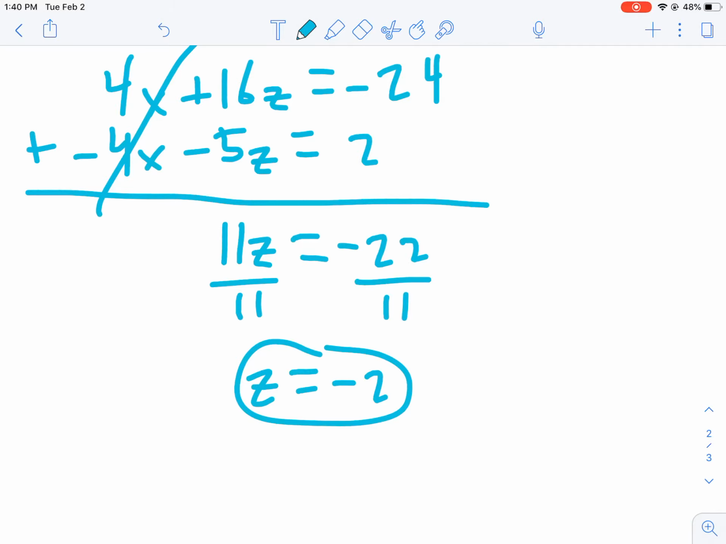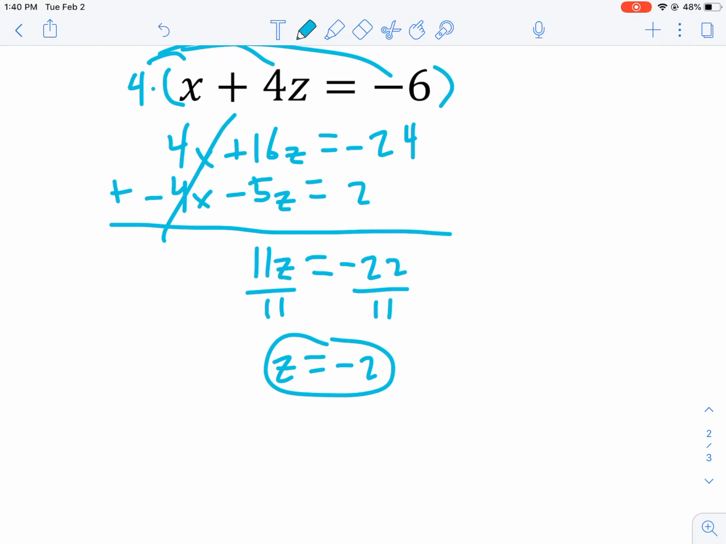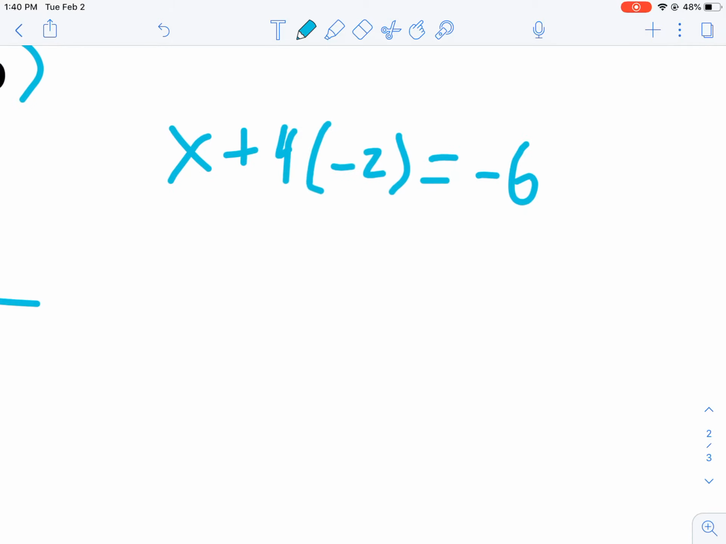And that's good. That's a lot better. So now we have z equals negative 2. Now we can plug that back in. I'm going to plug it back in here, okay? So I'm going to say x plus 4 times negative 2 equals negative 6. So that gives us x minus 8 equals negative 6. Add the 8 over, we get x equals 2.